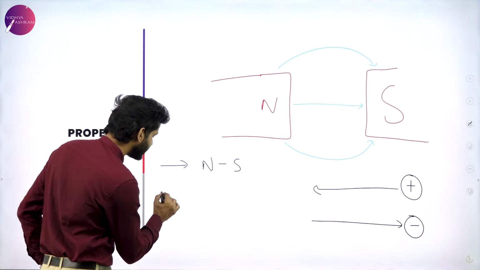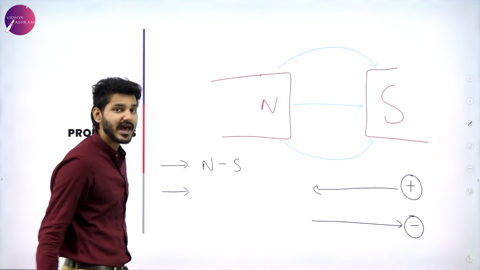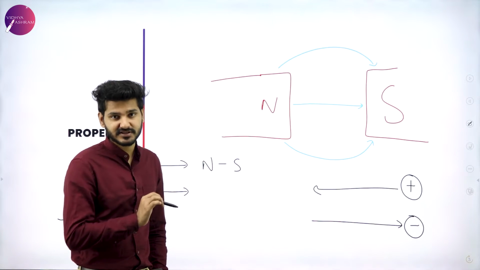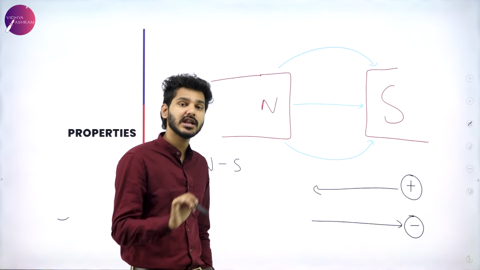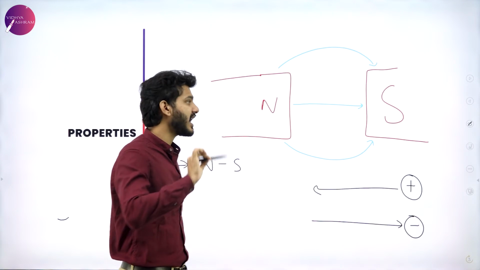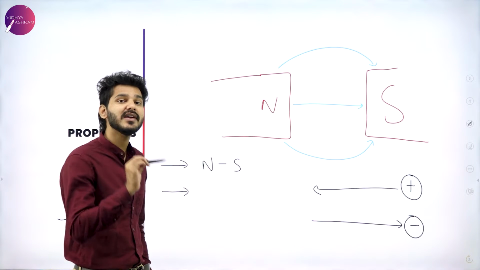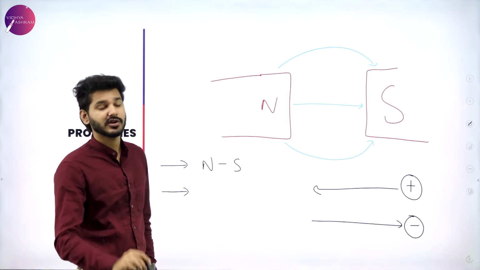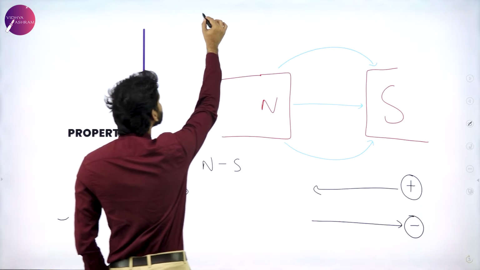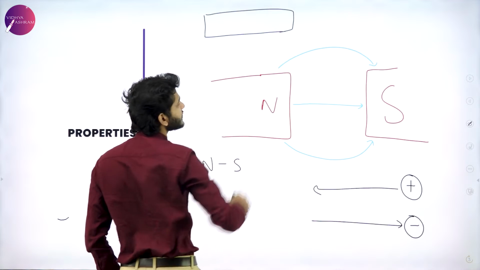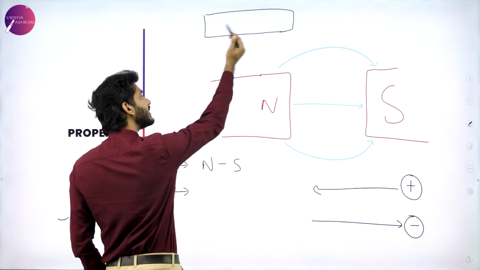And the next thing is that they will always form continuous loops. That is, they will always create closed loops. If a magnetic field line starts from the north end, it will always end in the south end. To make it more clear, when you draw a bar magnet, this will be the shape of the bar magnet. And let's say this is north and this is south.